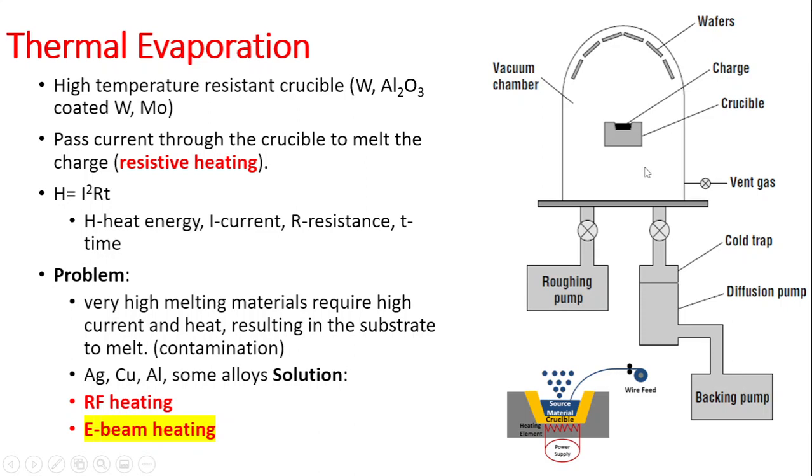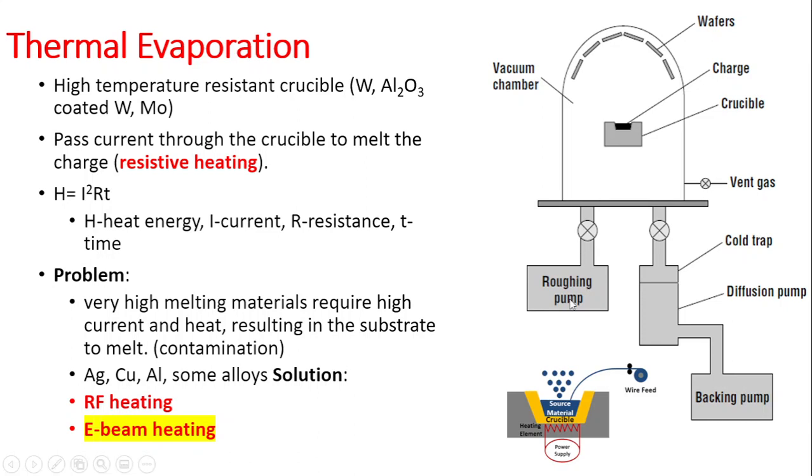And also when you're doing thermal evaporation, you have a roughing pump, and also there is a high vacuum pump, a diffusion pump, which is backed by an additional roughing pump. It basically requires high vacuum, and we'll be talking about this in some of the later slides.